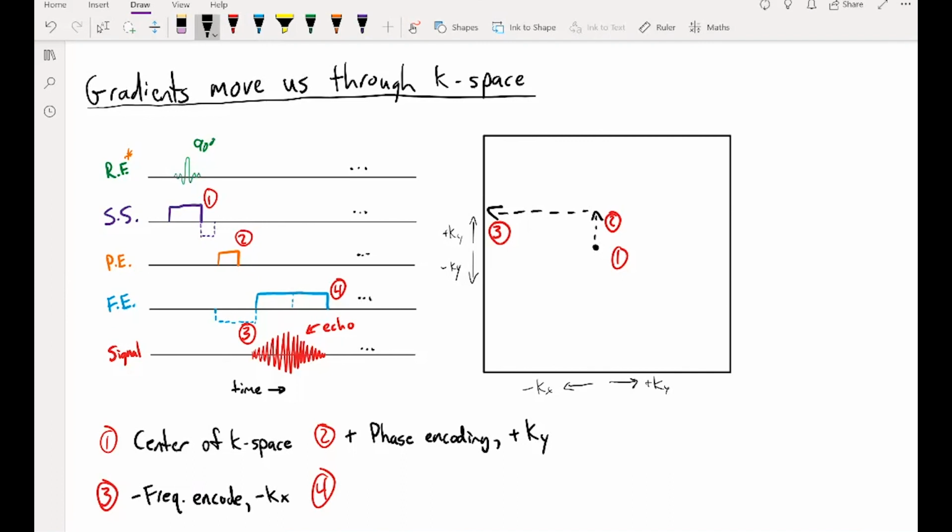And then we're going to collect our echo, which is going to fill one line of K-space. So when we have time point 4, where we're applying that full positive frequency encoding gradient, we're going to move to the right in K-space. With my diagram, the positive lobe of that frequency encoding gradient is twice as long as the negative lobe. So we're going to move twice as far, which takes us from the left edge of K-space all the way to the right edge.